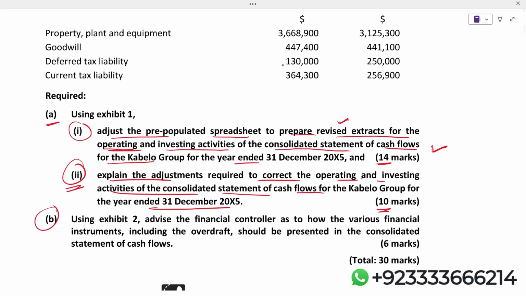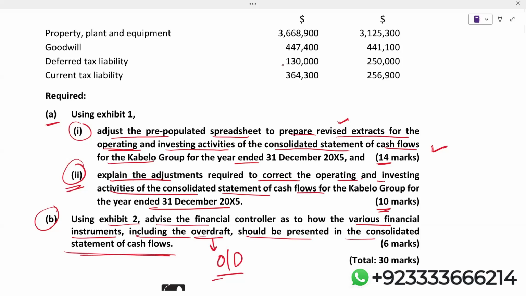B. Using the exhibit, advise the financial controller as to how the various financial instruments, including the OD, should be presented in the consolidated statement of cash flows. We'll see that, but when it comes to OD, we know that overdraft is repayable on demand. So if I have the facility of OD and I know that it is repayable on demand, my company, my group will take this OD as cash and cash equivalent. So logically, OD will be a part of cash and cash equivalent.